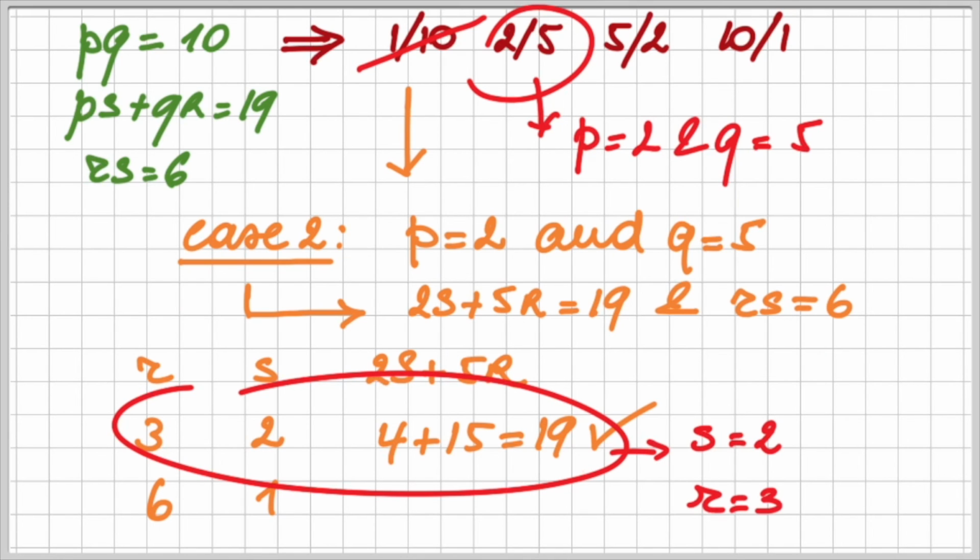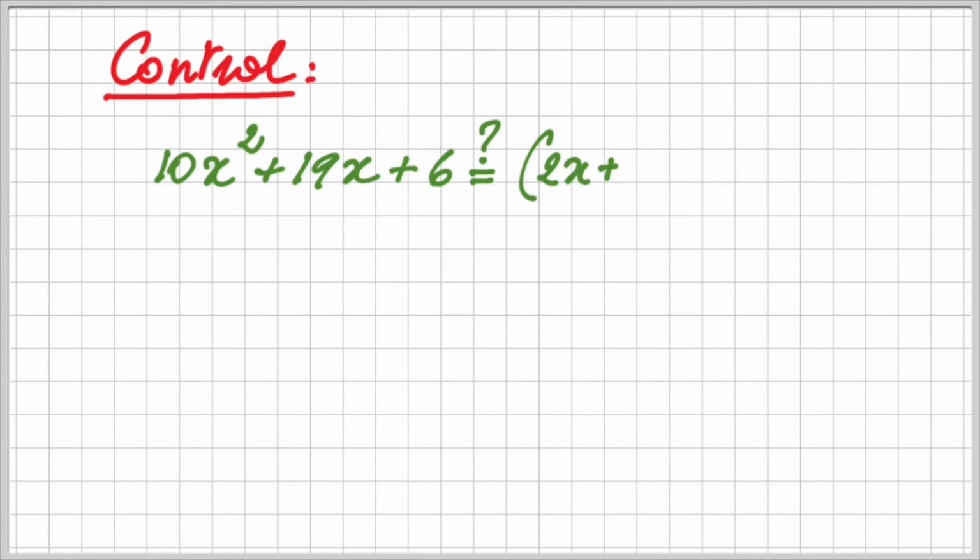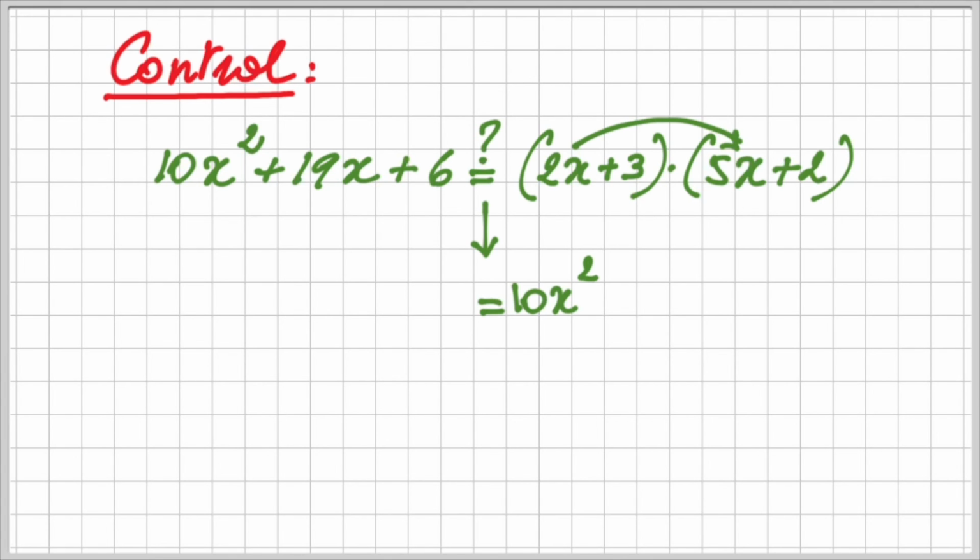So what we have now is in fact the control part of the evaluation. So we have 10x squared plus 19x plus 6. Is this really equal to 2x plus 3 times 5x plus 2? Is that the factorized form? So we have to expand this again. So we have to do the calculations like we did before using the distributive property.